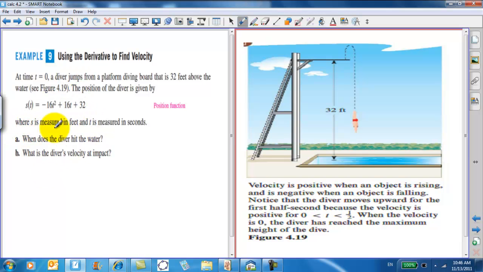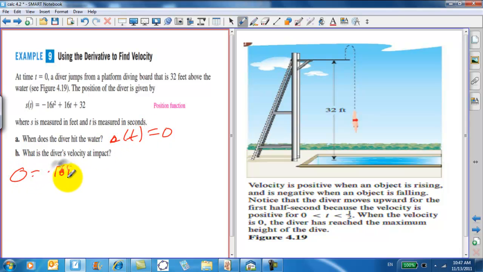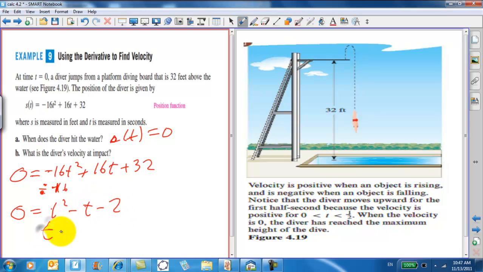When does the diver hit the water? So to answer this first question, we have to set s of t equal to 0. When is the position equal to 0? So 0 equals negative 16t squared plus 16t plus 32. Let's divide by negative 16. So we get 0 equals t squared minus t minus 2. And that factors t minus 2 times t plus 1.